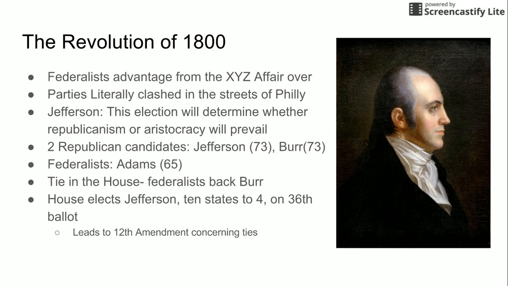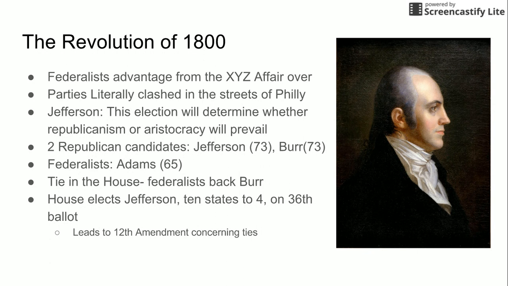We did some map work on it. We saw the results, the electoral results, but there was a lot of it that we missed, a lot of the interesting stuff here. So there was actually two Republican candidates. We have Jefferson and we have Burr. It is the Aaron Burr that kills Hamilton in the duel.